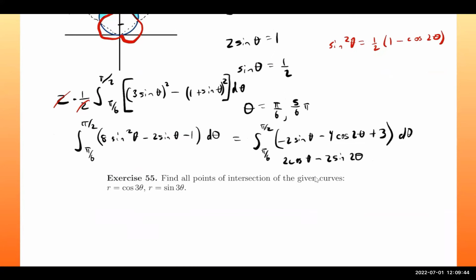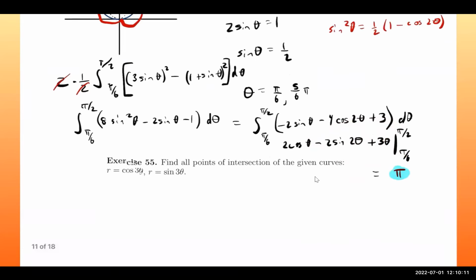And then the antiderivative will be 2 cosine theta minus 2 sine 2 theta plus 3 theta, and we're going from pi over 6 to pi over 2. Once you evaluate this, and then you plug in the bottom one as well, and you subtract, you should end up with your final answer of pi.